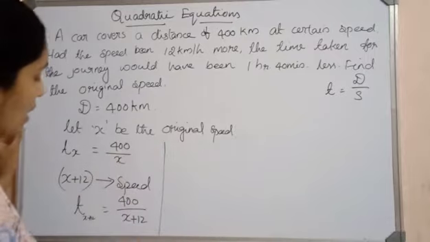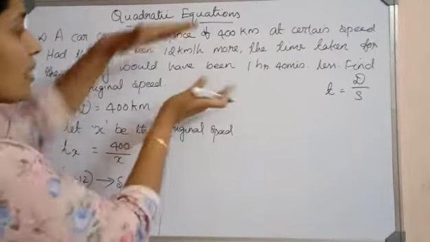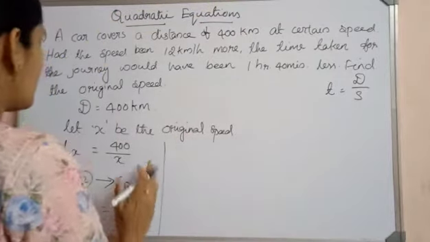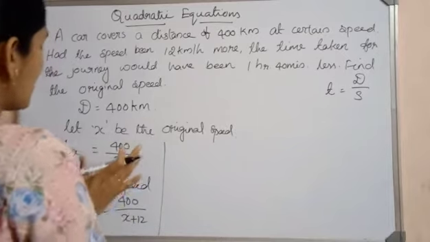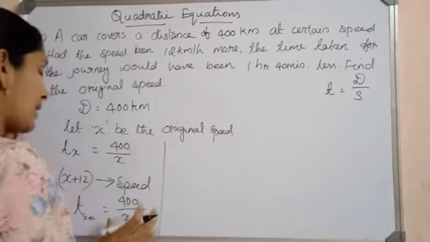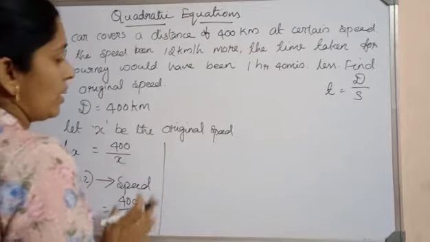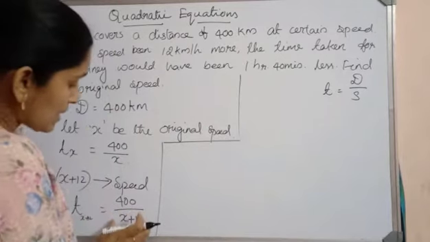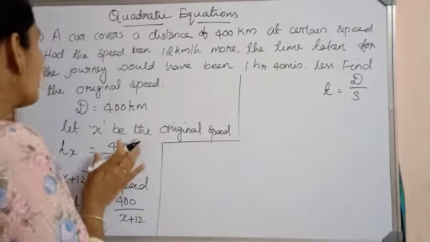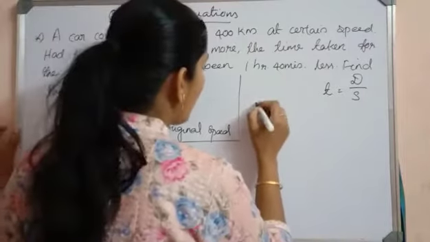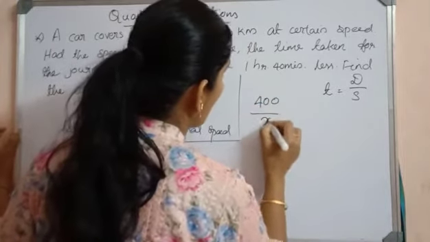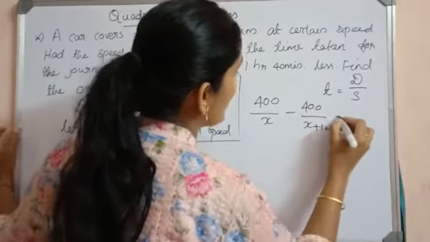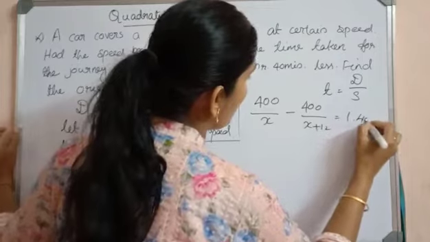And as per the question, when there is a change in the speed, there is a change in the time as well. The difference in the time is also given. So let's find the difference in the time, that is the time taken when the speed was x and the time taken when the speed was x plus 12. The time taken when the speed is x plus 12 will be lesser than the time taken when the speed is x. So let's write the formula, 400 by x minus 400 by x plus 12 is equal to 1 hour 40 minutes.